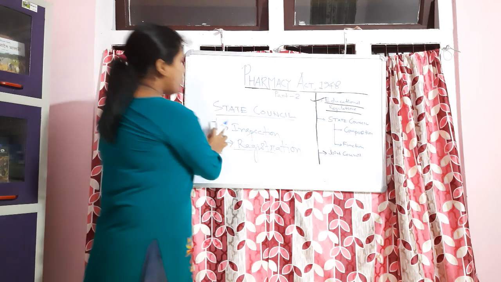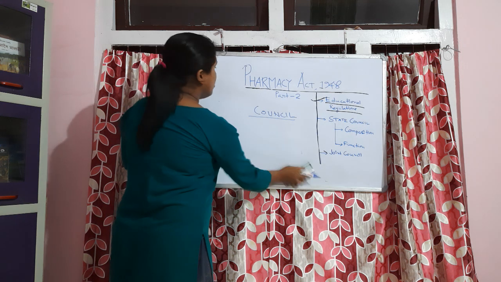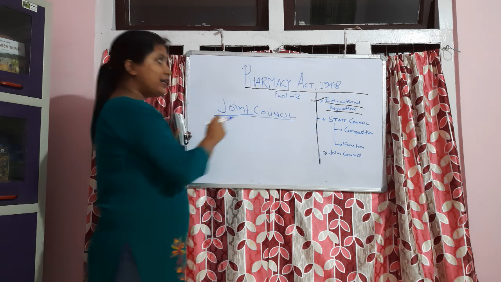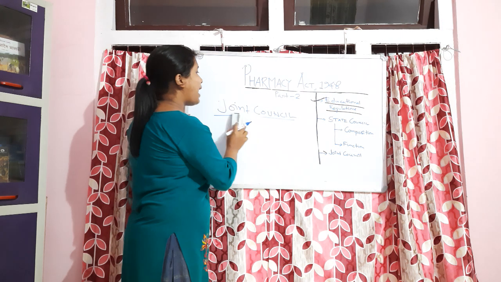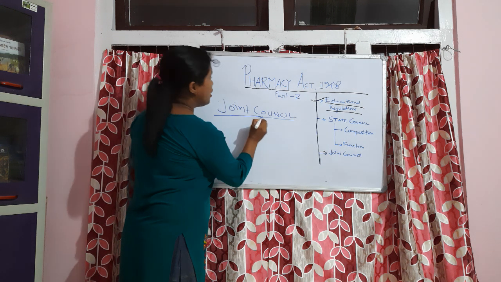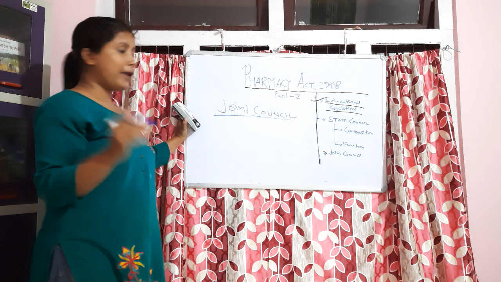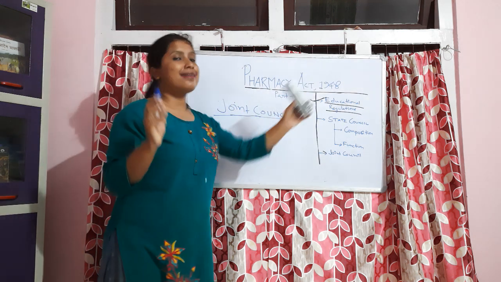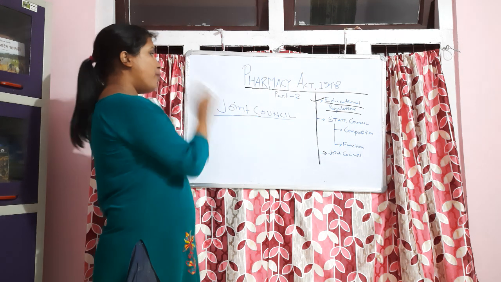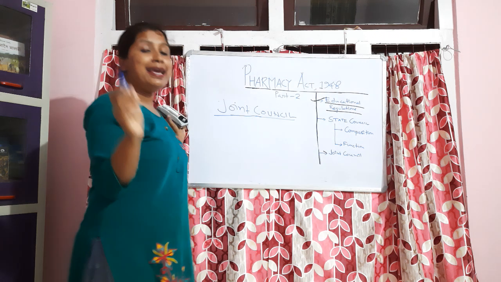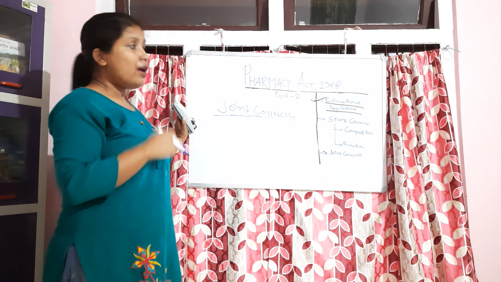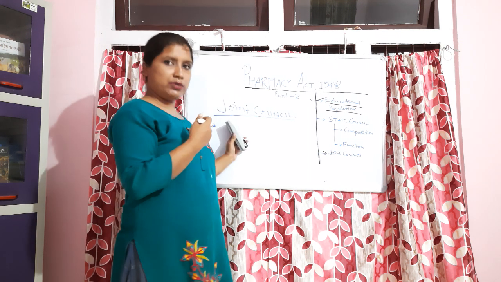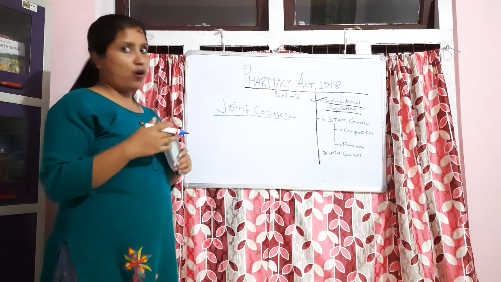Next we are going to discuss the joint council. What do you mean by joint council? The name itself gives an idea. It means it is a joint action. Under Section 20 of the Pharmacy Act 1948, there is a provision to make a joint council between 2 states. For example, if the Assam and Manipur governments want to make a joint council, they can form one.